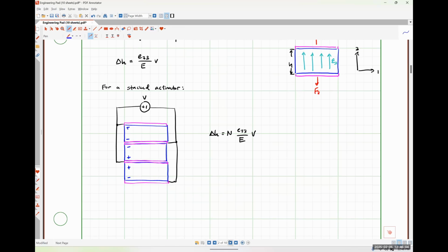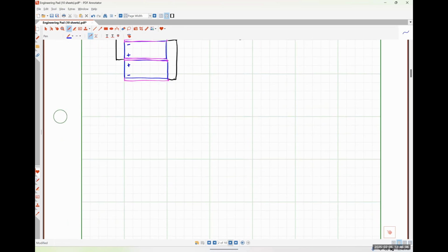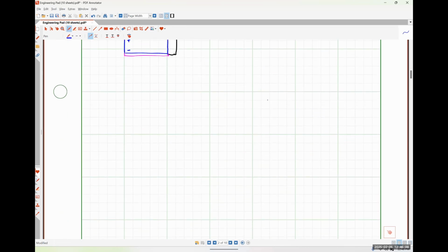All right, so now let's talk about transverse actuation.